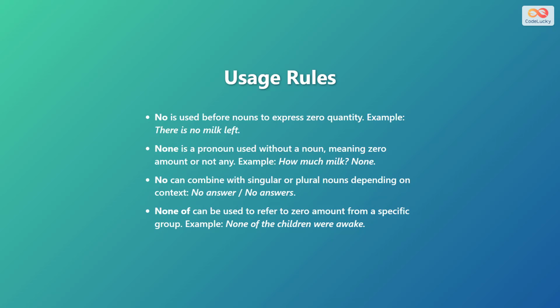No is used before singular or plural nouns to show zero quantity. For example, there is no milk left. None replaces nouns by itself, like in the question, how much milk? None. None can also be used with the word of, for example, none of the children were awake. Remember, no cannot be used with of.